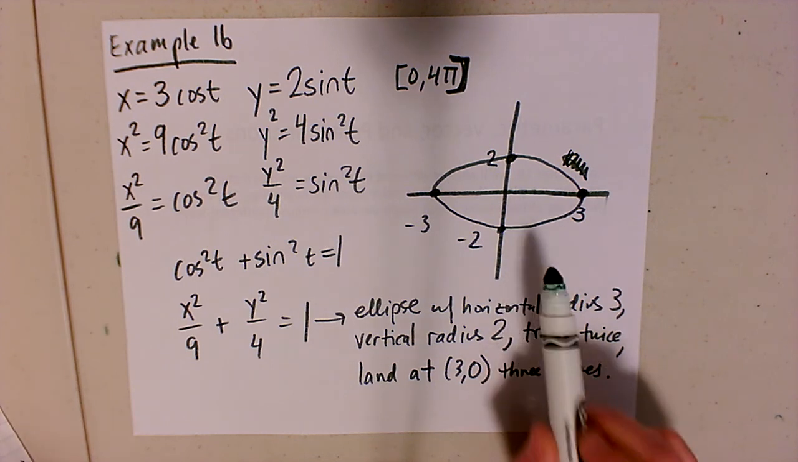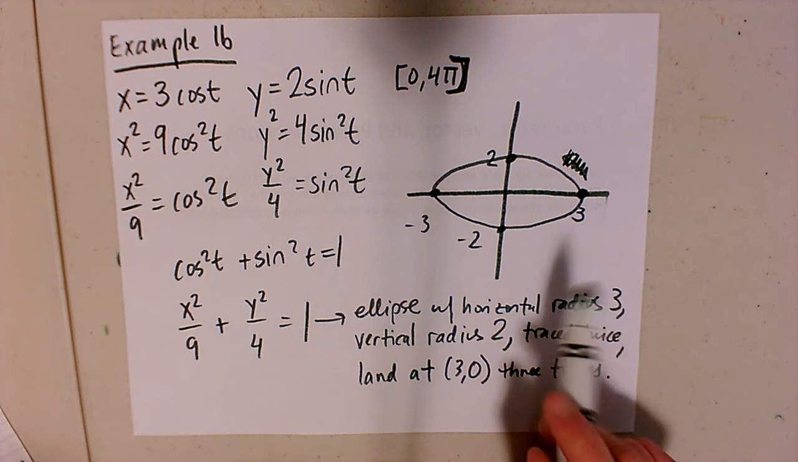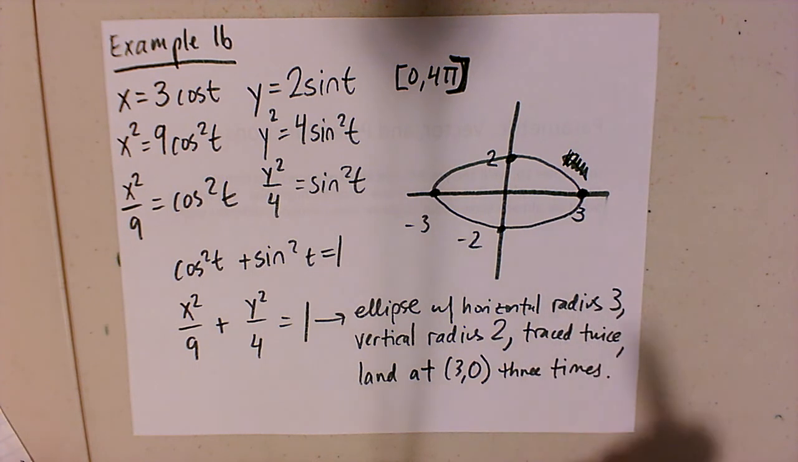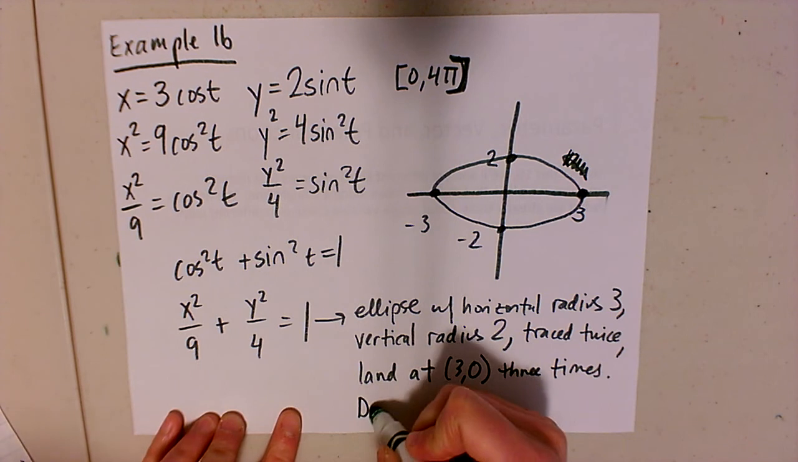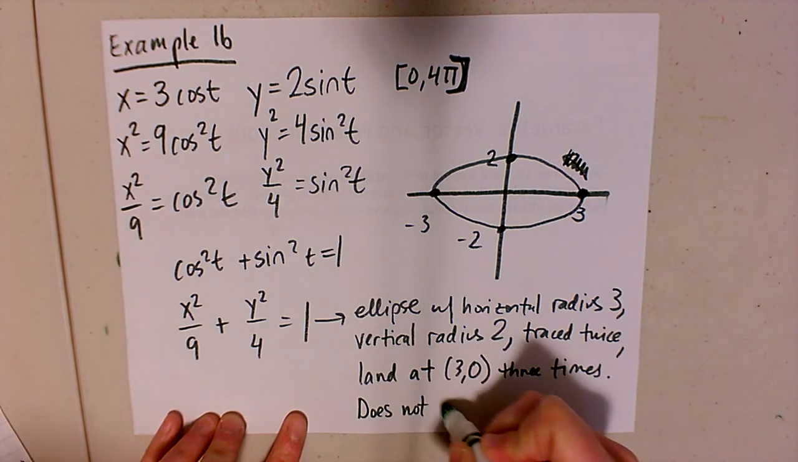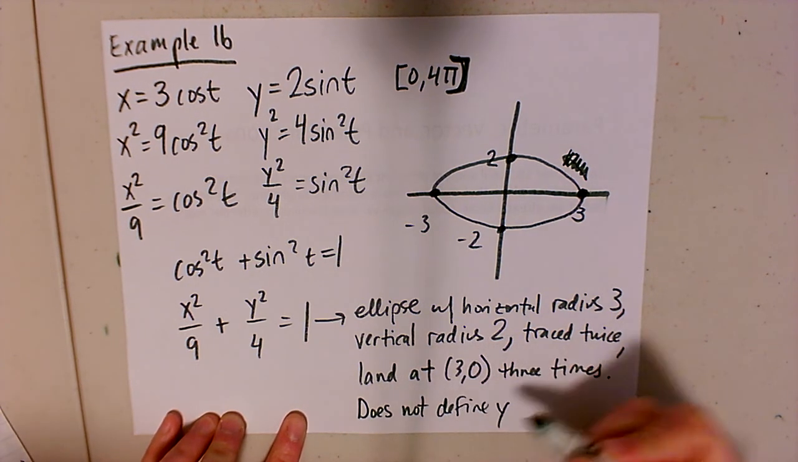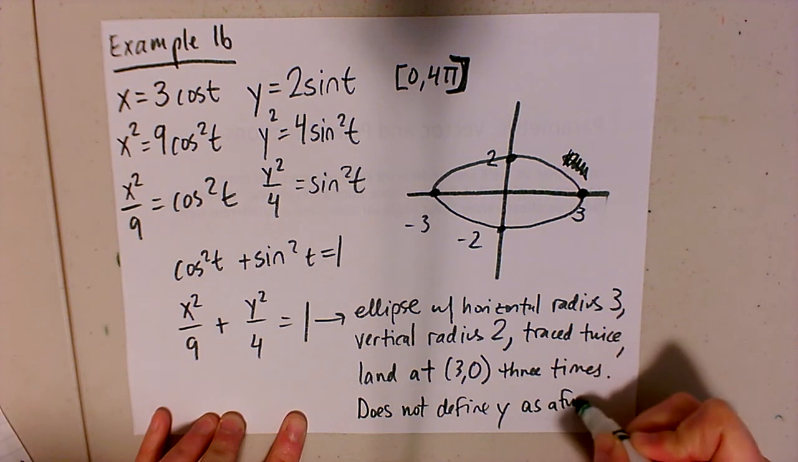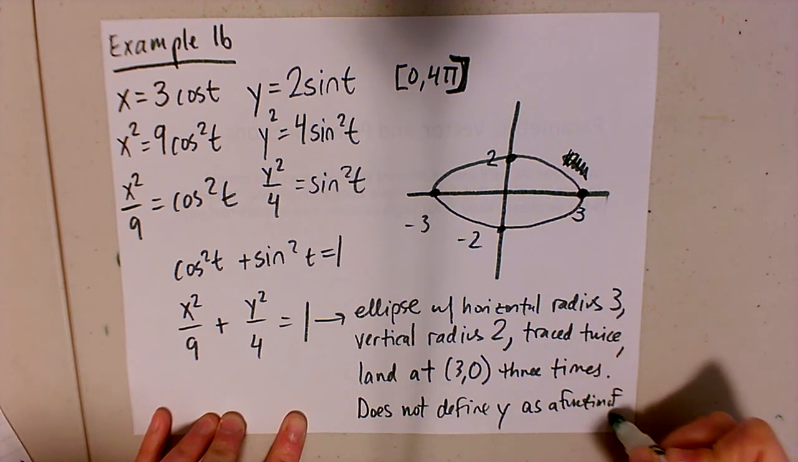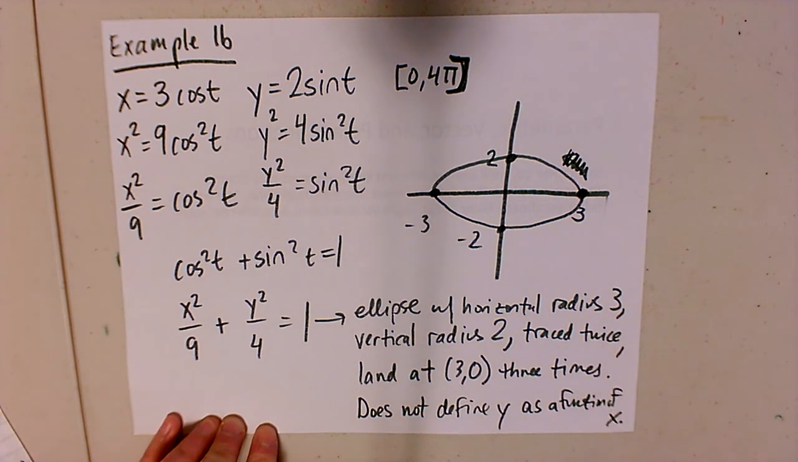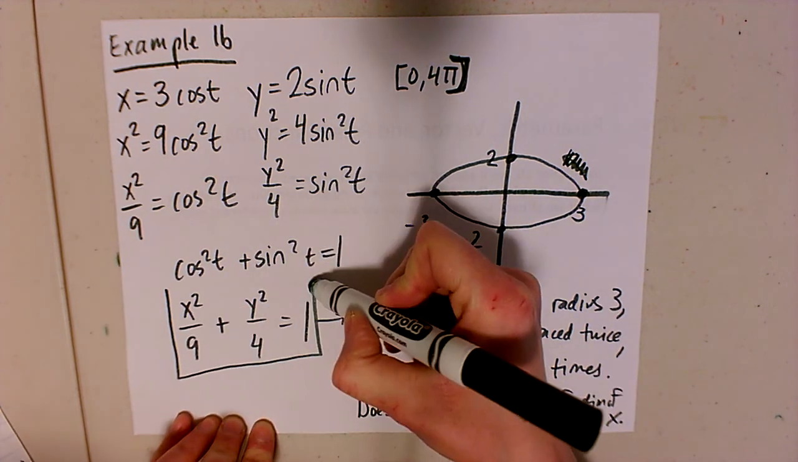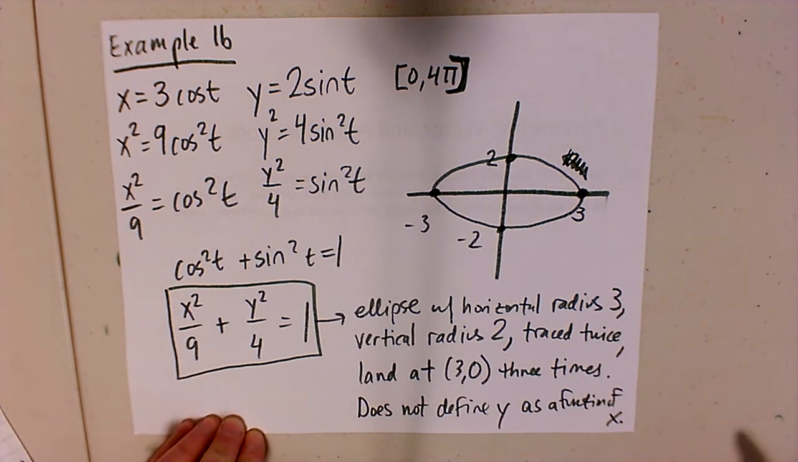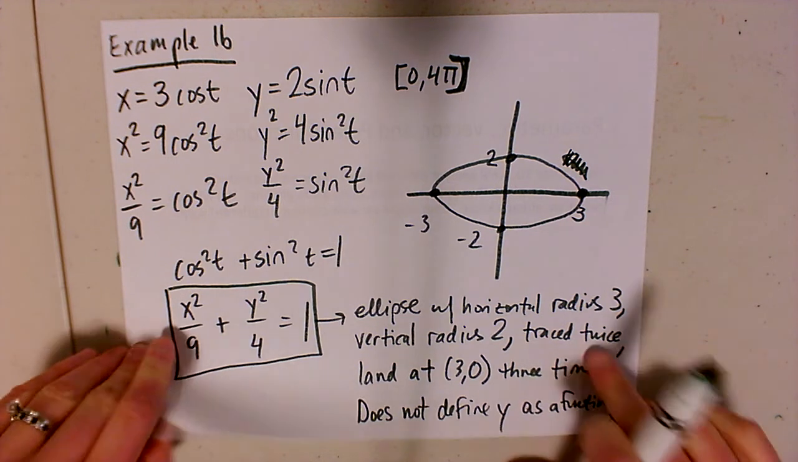But this ellipse, what you would have to have for the answer to this problem is showing this ellipse right here. And then again, this fails the vertical line test, so the other thing that we could say about this is it does not define y as a function of x because it fails the vertical line test. Okay, and then this right here, this would be our relation where we eliminated the parameter. So moving on to example 1c.